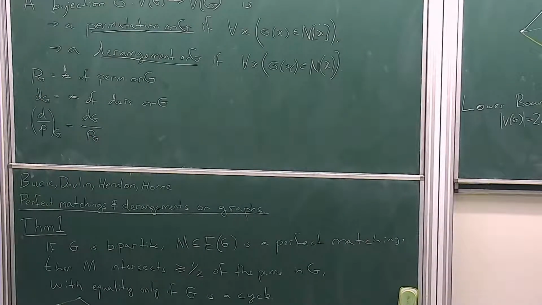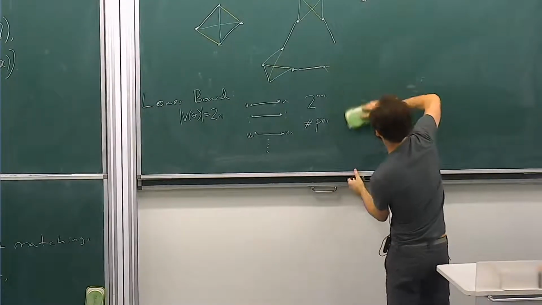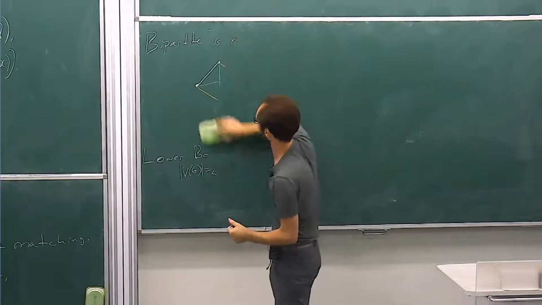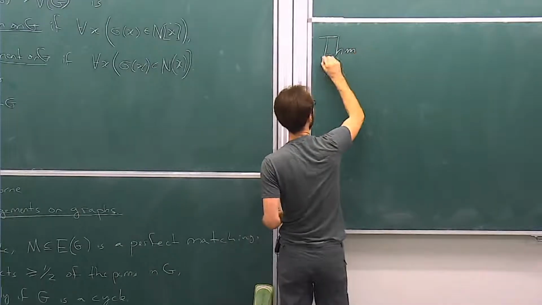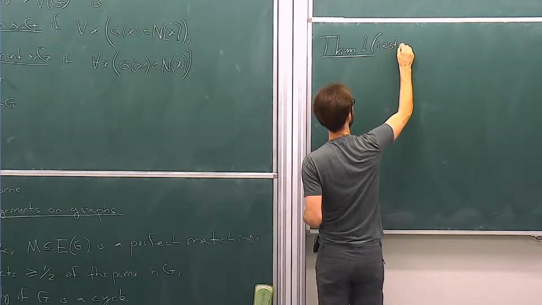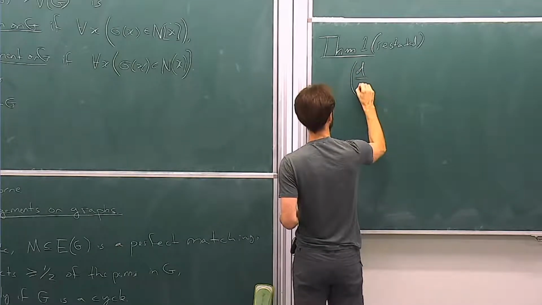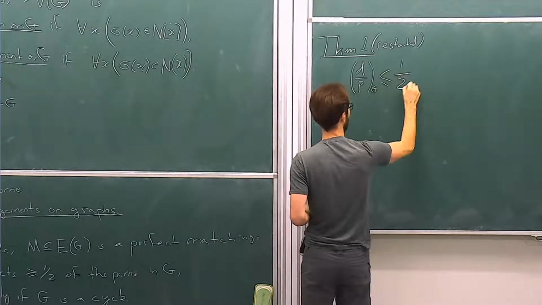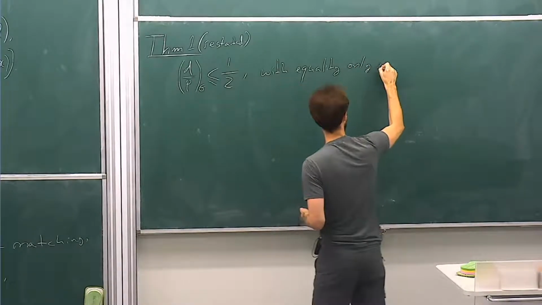Now, an equivalent formulation we can get: let me write an equivalent formulation of the theorem. I'll rewrite Theorem 1, but have it about these objects instead of perfect matchings. Theorem 1 restated: this ratio D over P sub G is at most 1/2, with equality only if G is a directed cycle.